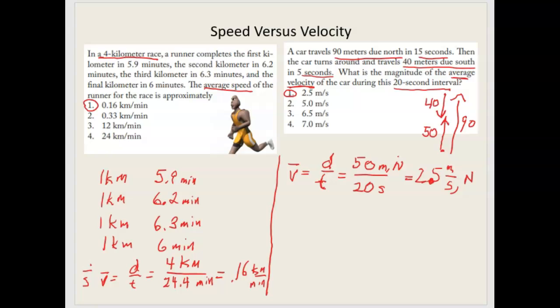So again, speed is what distance did we cover divided by time. Velocity is what displacement did we have divided by time.